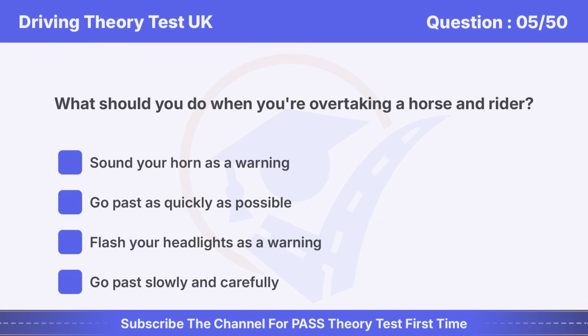Question 5. What should you do when you're overtaking a horse and rider? Option A. Sound your horn as a warning. B. Go past as quickly as possible. C. Flash your headlights as a warning. D. Go past slowly and carefully.